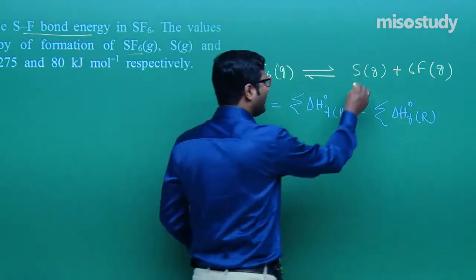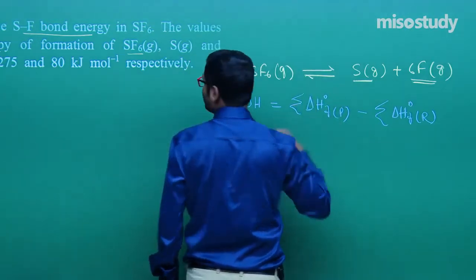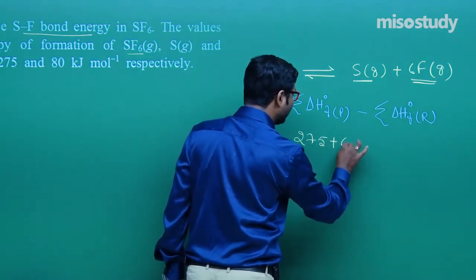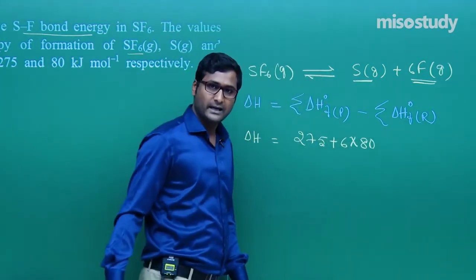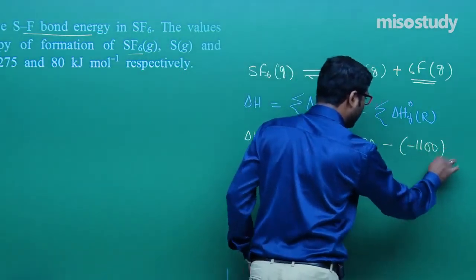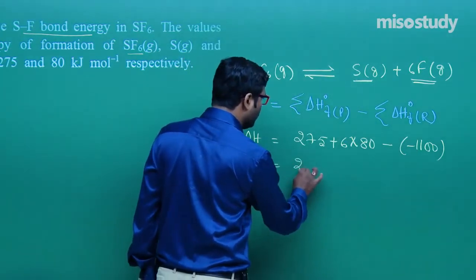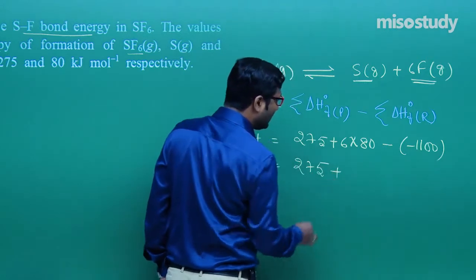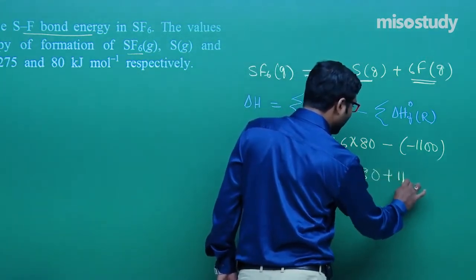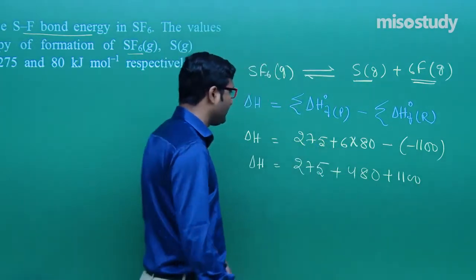Now what is the product? Sulfur and fluorine. Now put the value. What is the value of sulfur in this case? It is 275. Plus 6 into 80. Now minus, what is the value of reactant? That is minus 1100. Now delta H is equal to 275 plus 480 plus 1100.